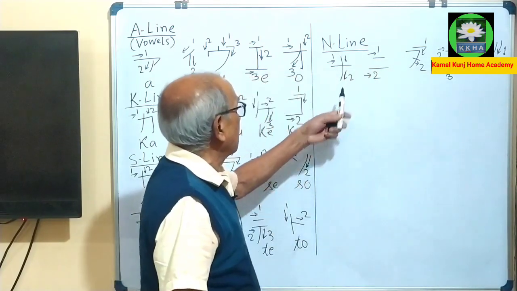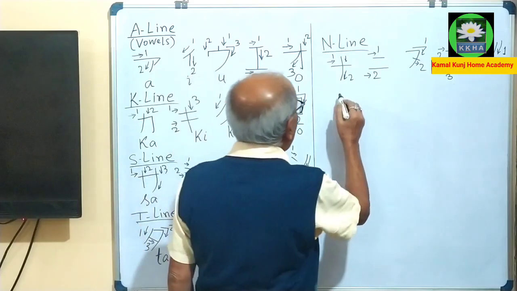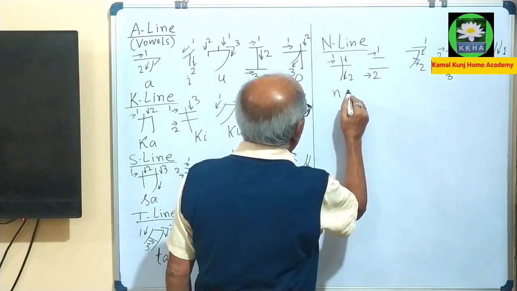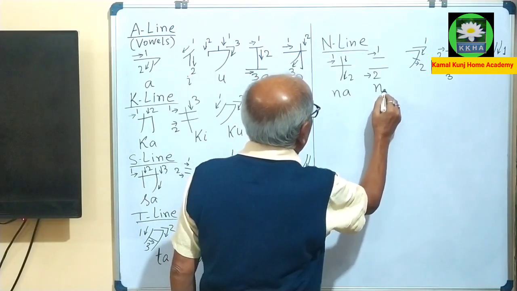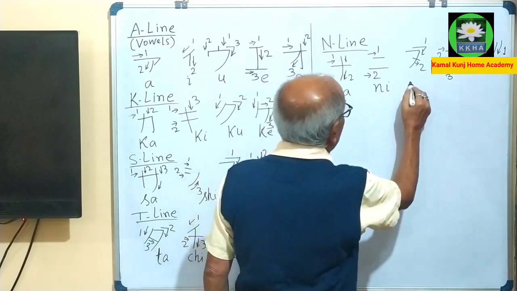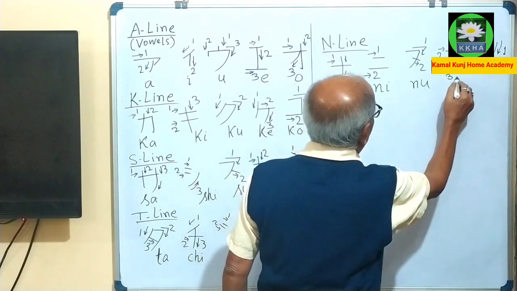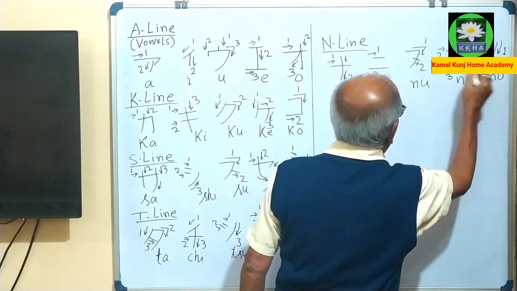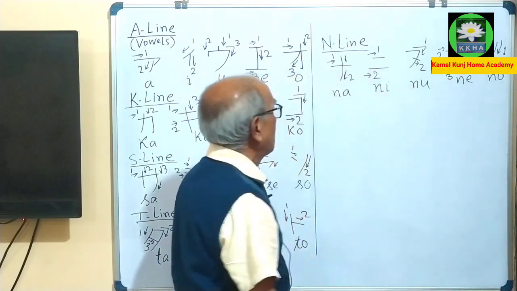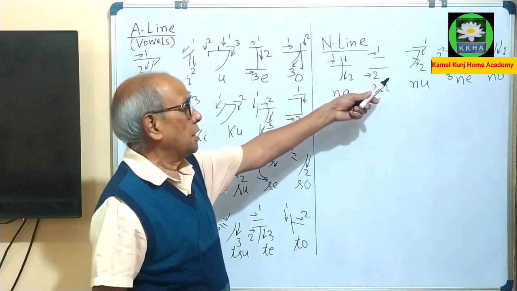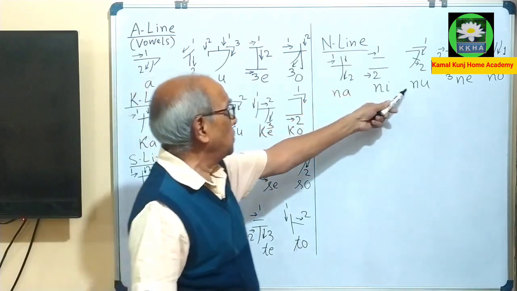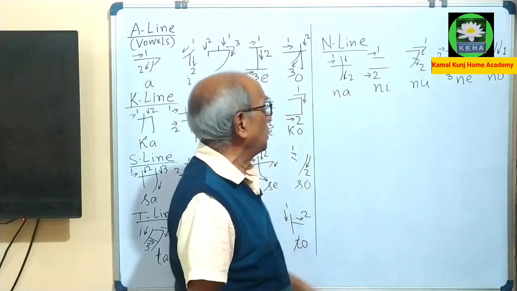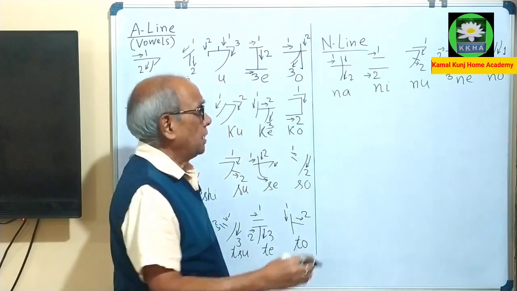These are pronounced as na, ni, nu, ne, and no. So these are N line katakana: na, ni, nu, ne, no. Next is H line katakana.